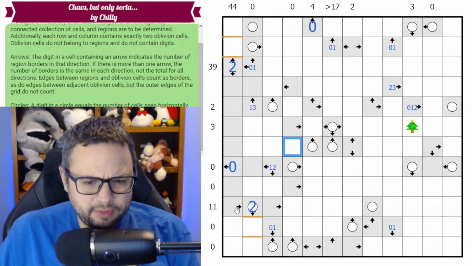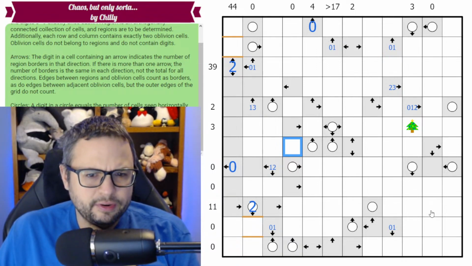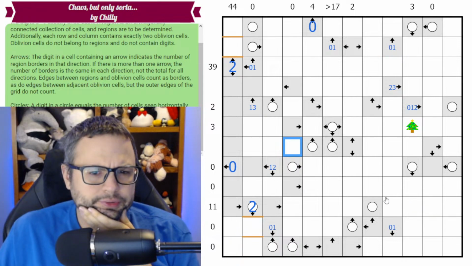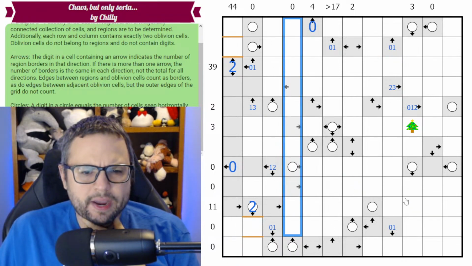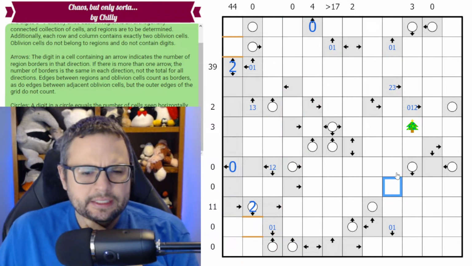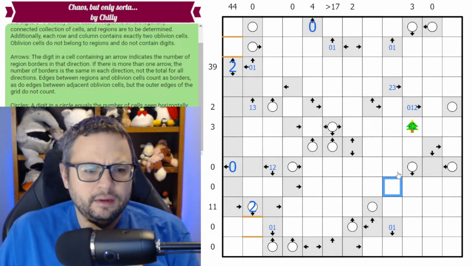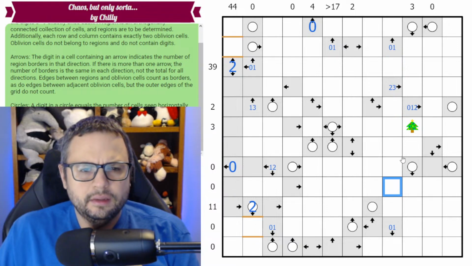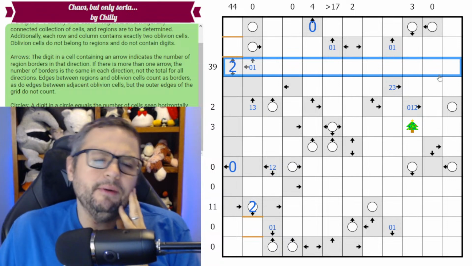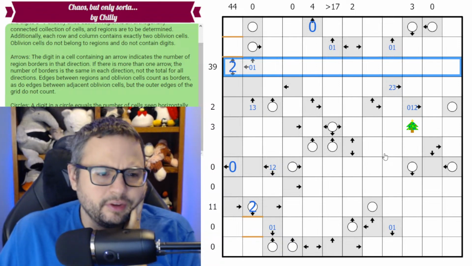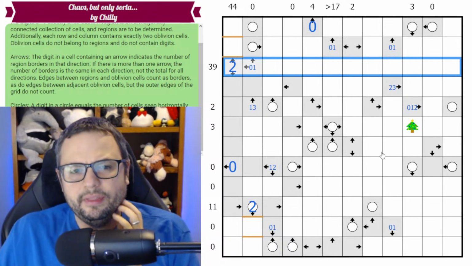So let's handle that. Let's see. Are there other places where we have 0 Oblivion clues that are useful? Not quite here yet. Oh yeah, we should think about outies in this row. Okay, so Sarah's suggesting we should think about outies in this row.